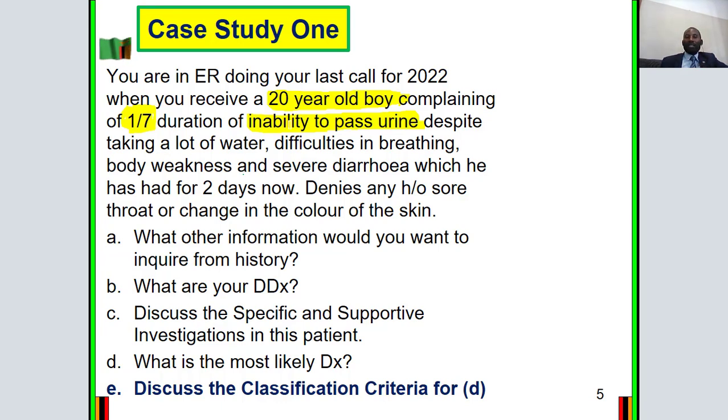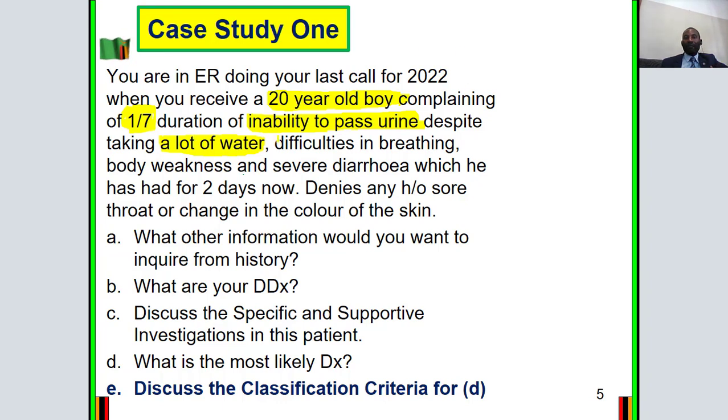Now, what could be the problem of this system? Someone may be thinking that not being able to pass urine may be due to other causes, like you do not have fluids in your body, you do not have enough water. Now, this boy has been taking a lot of water. So despite taking a lot of water, this boy is unable to pass urine for 1 day now.